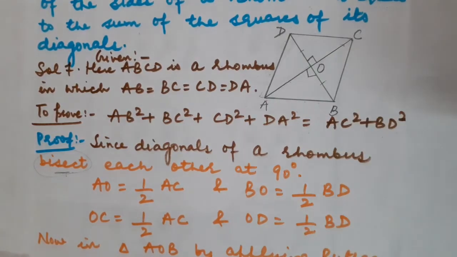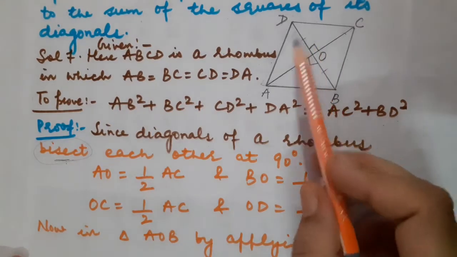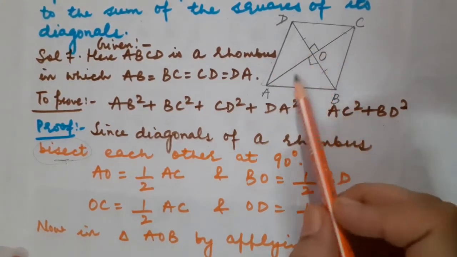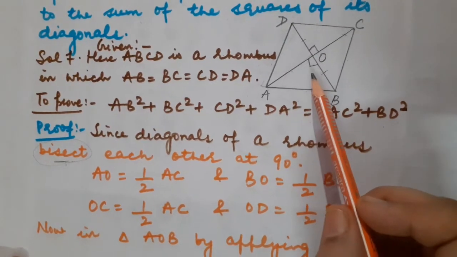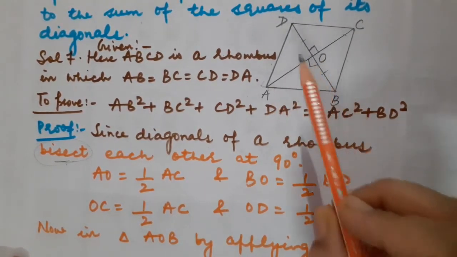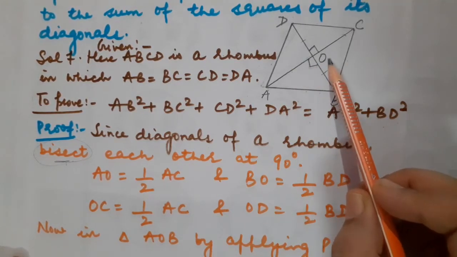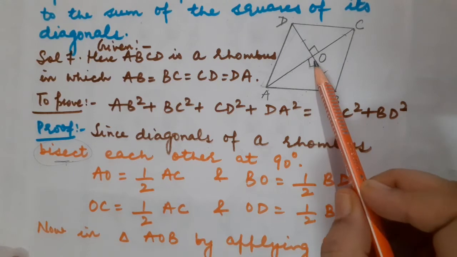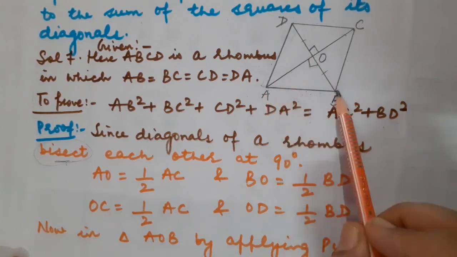Got it? So now children, you can choose either of the four right angled triangles. You can choose any one and apply Pythagoras theorem in that. Okay. So I am going to choose triangle AOB. As you know that 90 degree is formed on vertex O. So the side which is opposite of angle AOB, that is AB side.